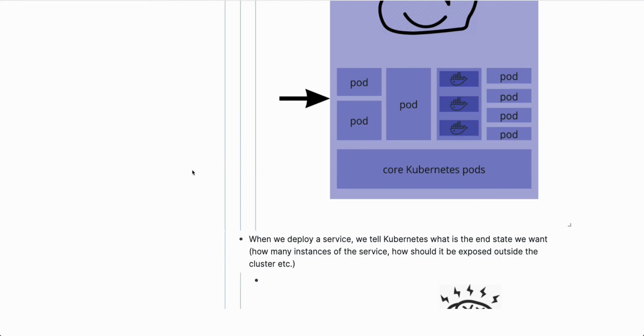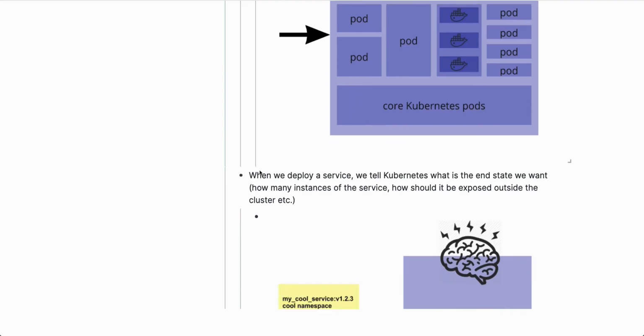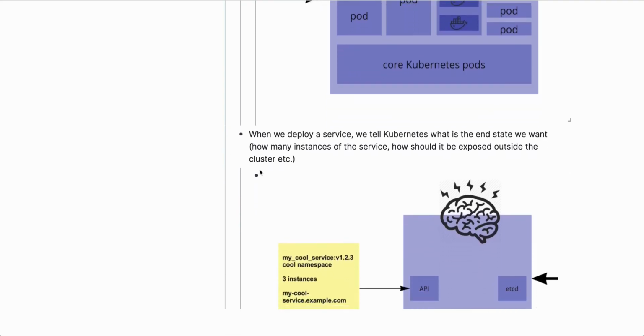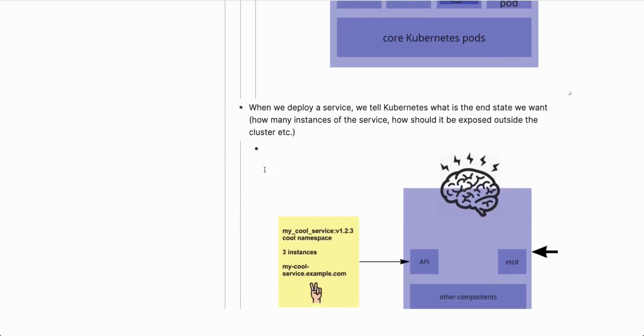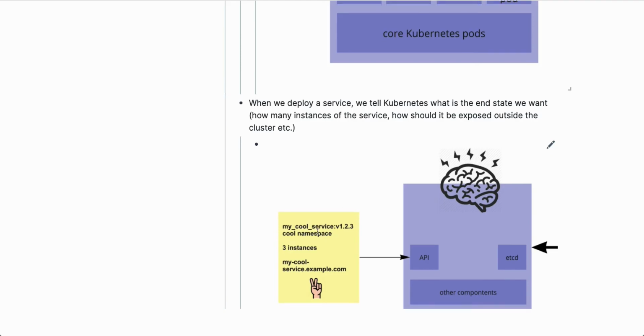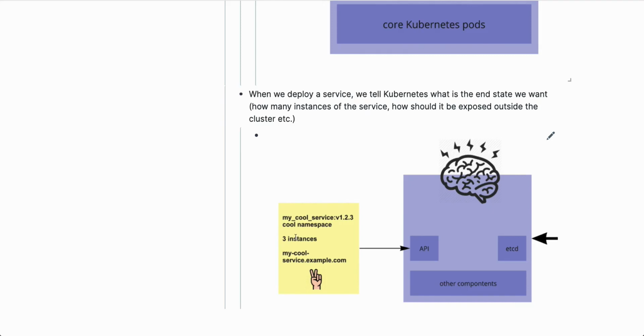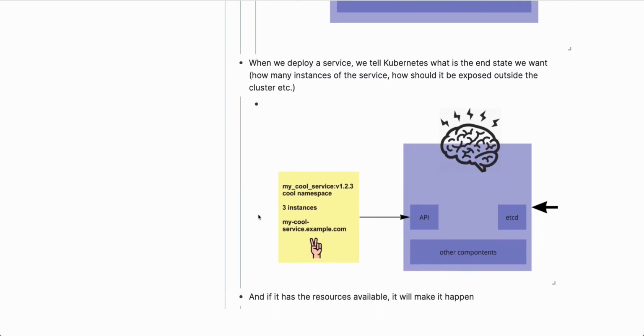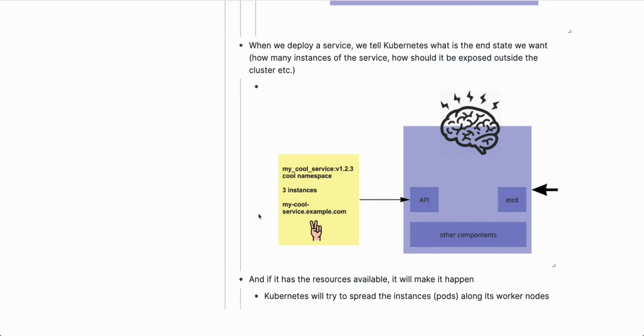So when we deploy a service, we tell Kubernetes what is the end state we want for that service. We do that basically through a bunch of YAML files that we send to the API. And in those files, we say what is the Docker image name and what version we want for this, what namespace the service should be deployed in, how many instances we want to have running, and eventually how we would want to expose this service outside of the cluster. And if the Kubernetes cluster has the resources available, it will make it happen.